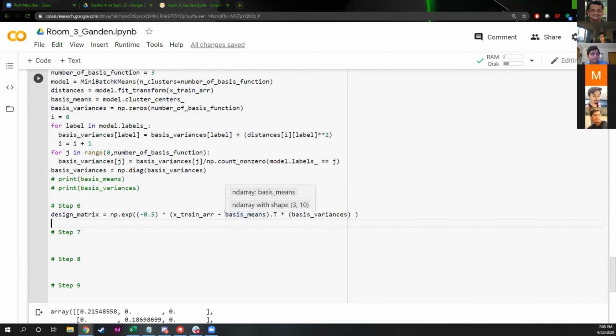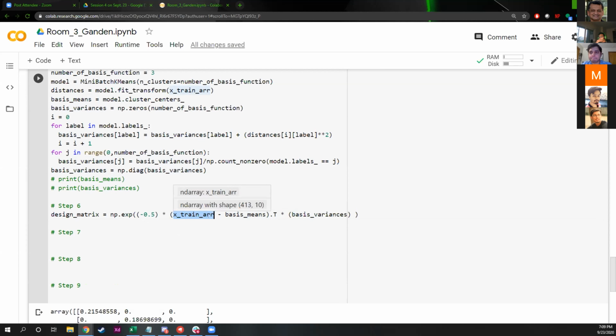For doing that, you'll be using this equation, which is np.exp of x minus mu. You have 3 mu's and 3 sigma values, so use them appropriately. There's confusion about the three mu's. Are these ones the basis_means? Yes, it contains them. And basis_variances is the three sigma values, diagonally, and x_train_array is our x basically, the original X. Yes, that's correct, Gaurav.